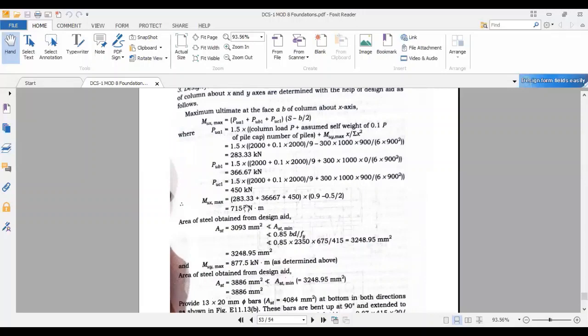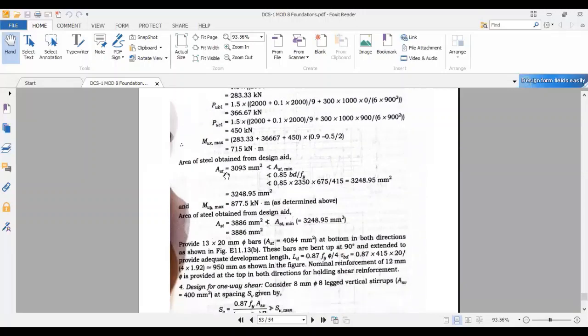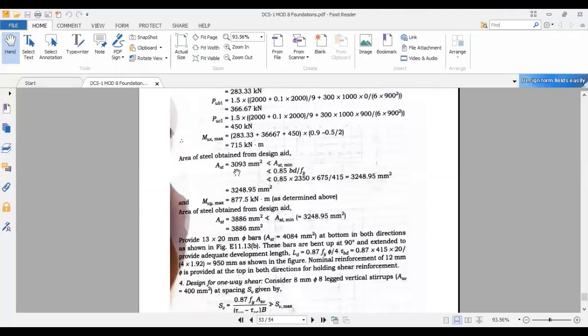So MUX max comes out to be 715 kilonewton meter. Now area of steel from design aid. So AST will be 3093 mm square, and it should not be less than AST minimum. AST minimum is given by the formula 0.85 BD upon FY. So this becomes 3248.95 mm square. But this value is greater than the other value, so we'll adopt this value as the minimum value of steel.